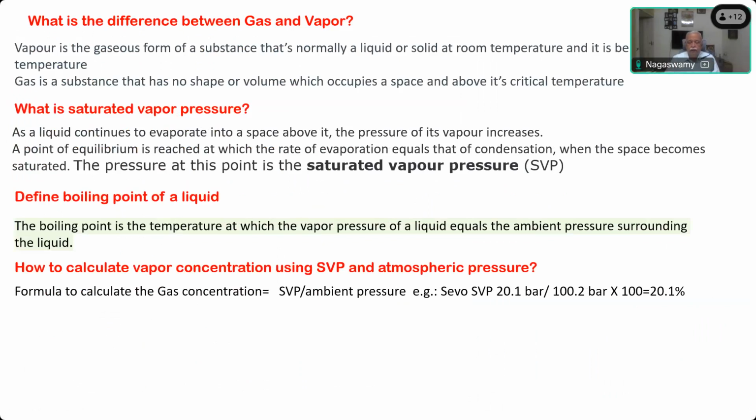Similarly, you can think of desflurane. It has got a vapor pressure of 88 bar. So 88 divided by 100 into 100. What is the percentage? 88%. So that is also very high, which is not suitable for giving anesthesia. Okay. Now the next term that you have to know is, what is splitting ratio?